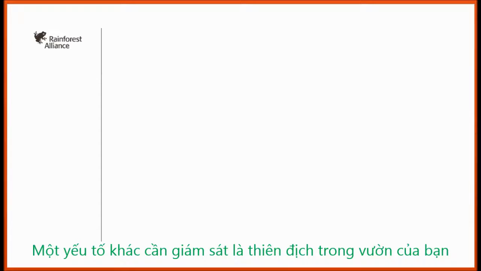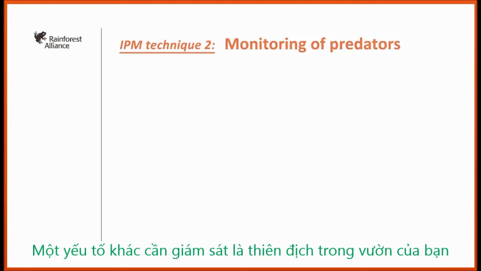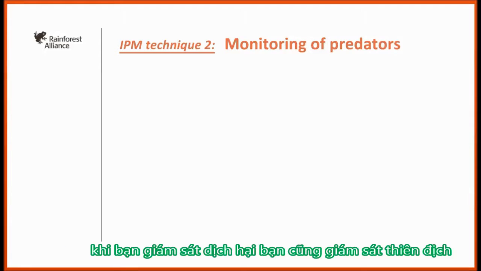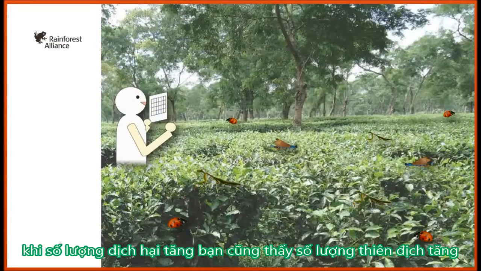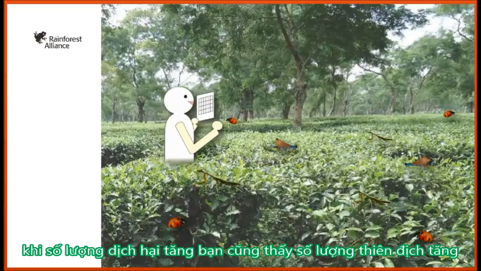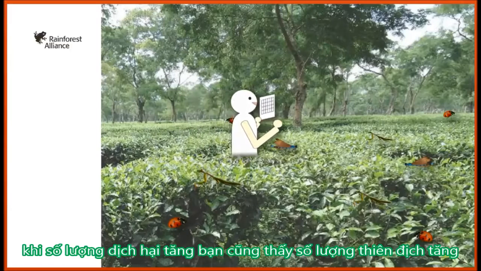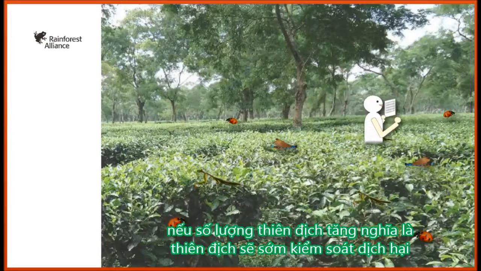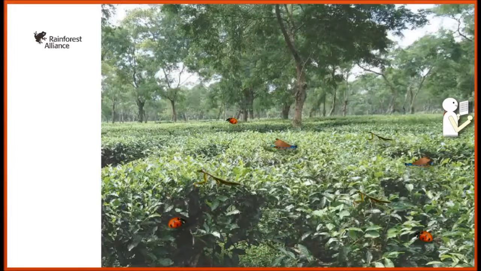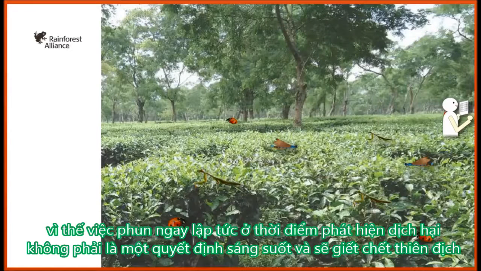Another important thing to monitor is predators on your farm. When you monitor pests, you can also monitor predators. When the pest population increases, you may notice that the predator population is also increasing. If the predator population is increasing, it is likely that the increased number of predators will soon control the pests. Therefore, it is not a wise decision to spray immediately at that point and kill the predators.